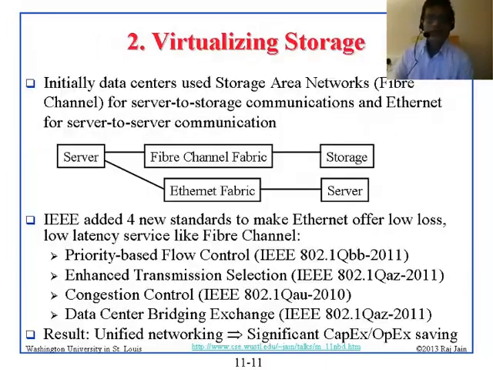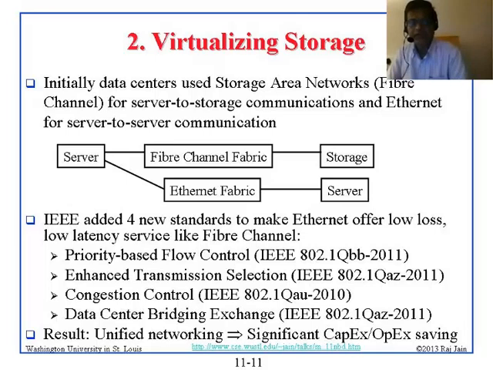Virtualizing storage. So the first thing the networking people did to enable data center cloud computing is to get rid of the fiber channel. Remember, previously every computer needed to have 2 cards, one fiber channel card for storage and one Ethernet card for networking. And so basically IEEE worked hard to make sure that everything that the fiber channel gives can be gotten by the Ethernet. So all these new standards which came out just in the last 2-3 years basically made that possible.